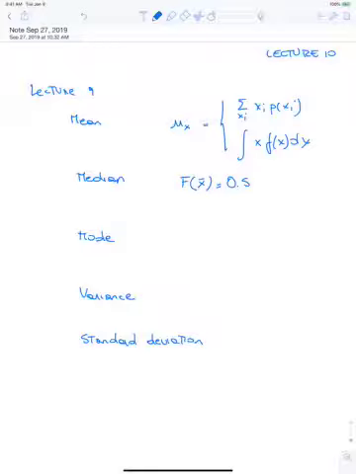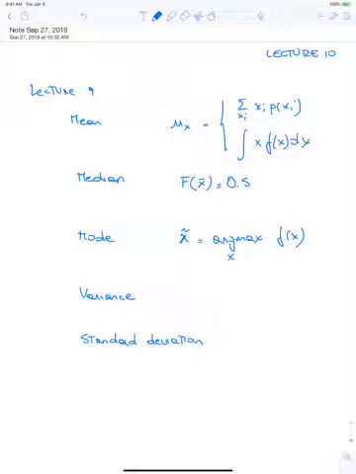The mode is just the most likely value, so it's the value such that, I guess we can formalize it, as the max or argmax of the PDF, or the PMF in the discrete case.